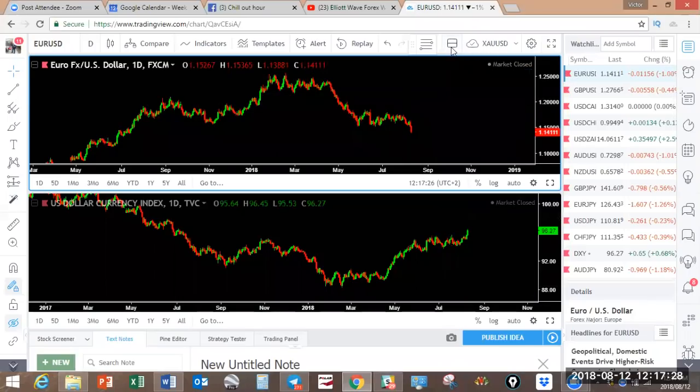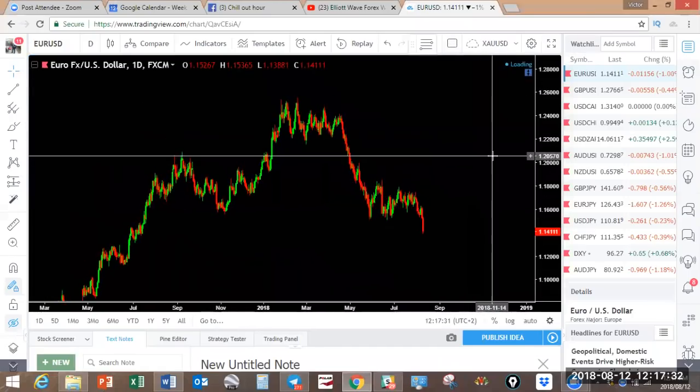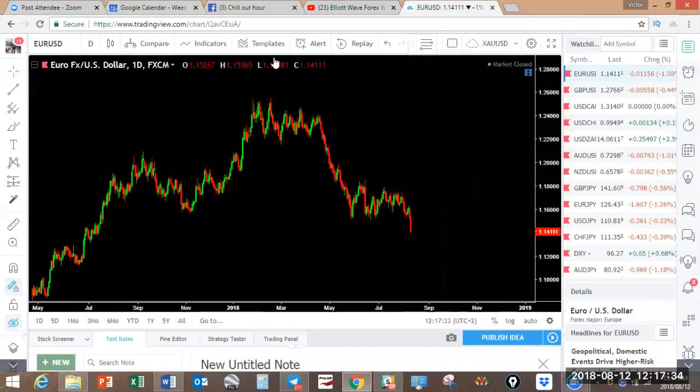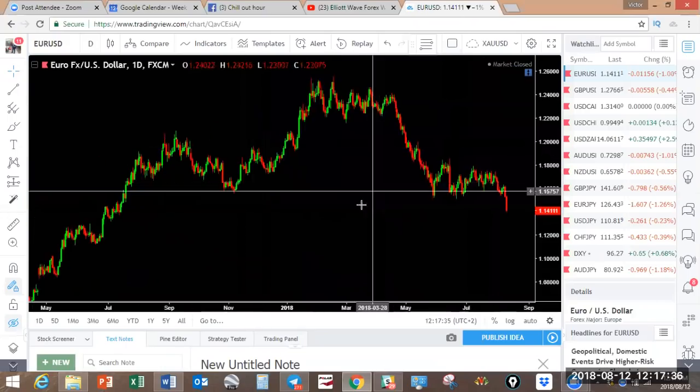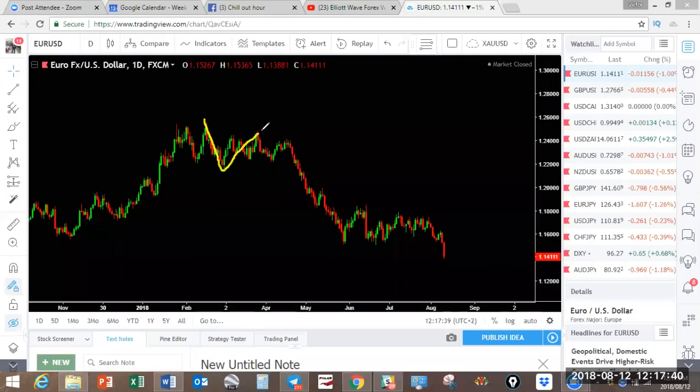Let's just go back to one chart. Okay, so this is what we have now. This is Euro-US dollar. So now you will see the structure clearly here. Now we've got one chart here, and see why we're looking. What are we looking at? 1, 2. Okay, internally you've got 1, 2, 3, 4, 5.